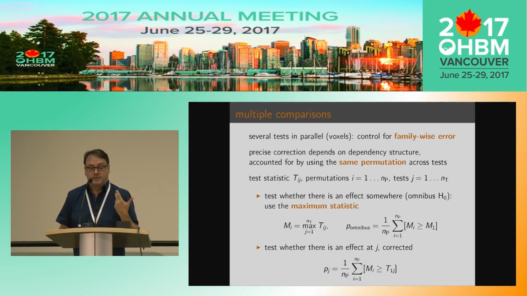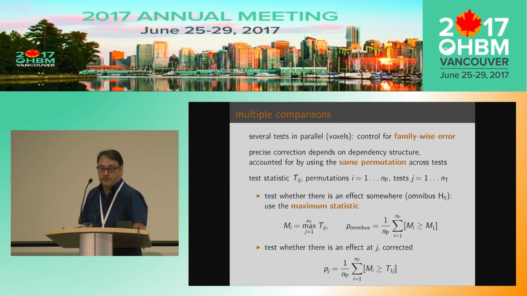And then if you want to test the omnibus null hypothesis, is there an effect anywhere? Is the null hypothesis wrong anywhere? You can do this using the maximum statistic. You compute the maximum of the test statistic across tests, but separately for each permutation. And then you compare this maximum value with its own permutation distribution in the same way as before.